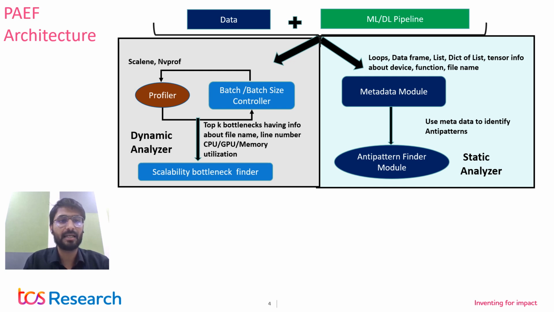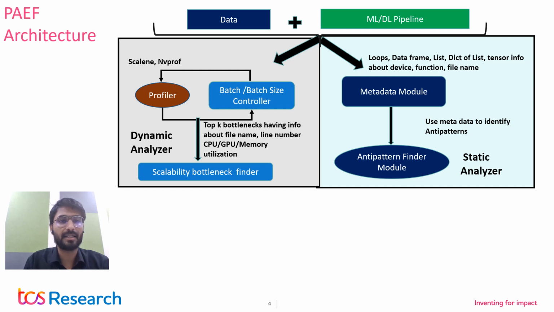The static analyzer consists of two sub-modules named the metadata module and the anti-pattern finder module. The metadata module holds the meta information about objects and functions used in the model training and saves this metadata into files. This metadata is fed to the anti-pattern finder module, which identifies the various performance anti-patterns within the ML/DL pipeline.